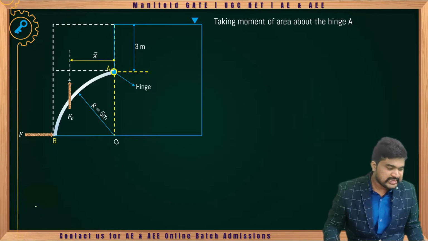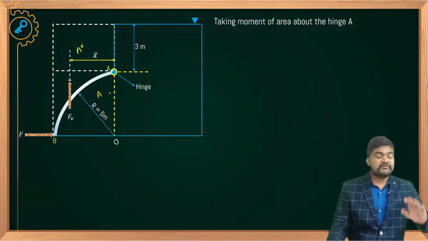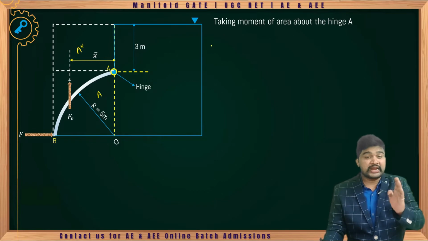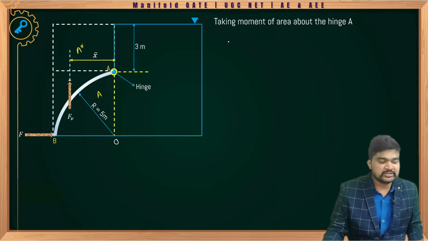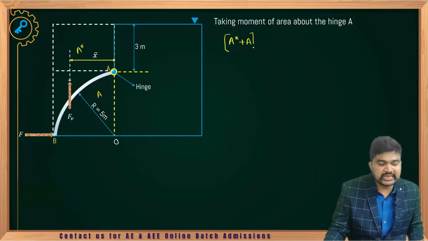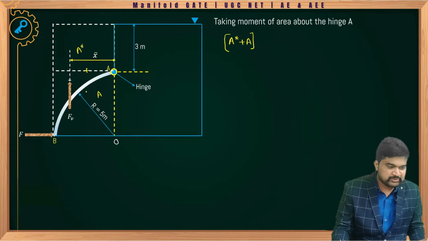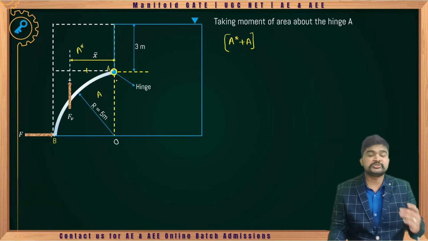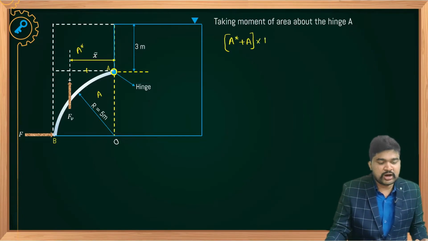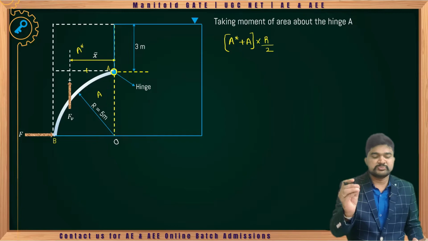One area will be A star. Okay, total, this will be A star, this will be A. Okay, first consider the total rectangle. Moment of area of the rectangle about hinge point. So that is A star plus A, moment of total area. Centroid will be somewhere here. Okay, so what is the perpendicular distance from the centroid to the hinge point? Tell me, that will be r by 2 into r by 2, moment of area of the rectangle about hinge point A.